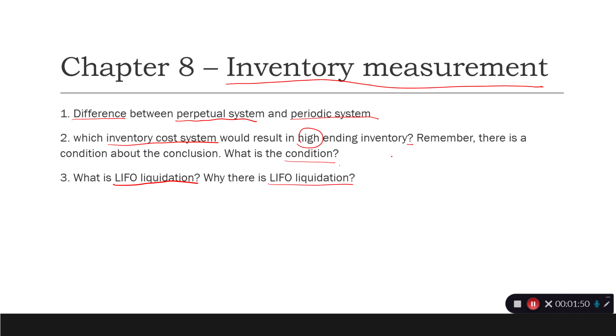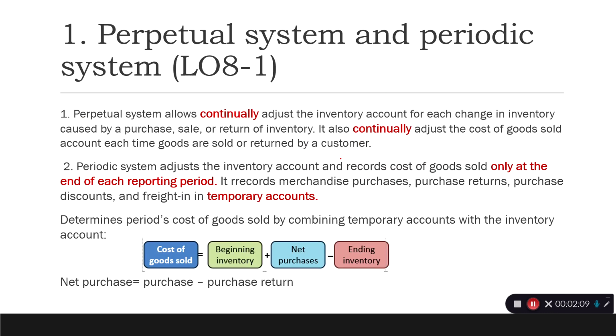So basically, the chapter 8 content in the exam is more theoretical. The slides are arranged as a sequence of the questions, and chapters 9, 10, and 11 are going to be like that as well. So the first exam question is the perpetual system versus the periodic system.